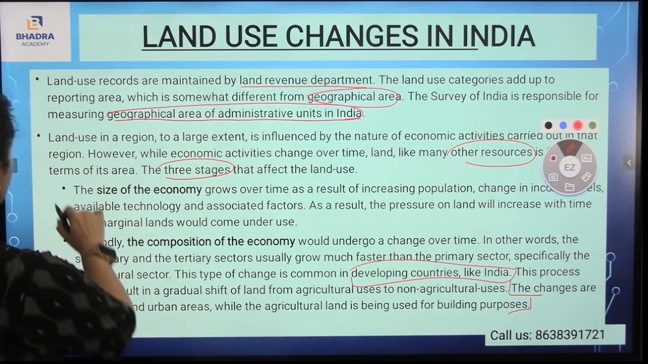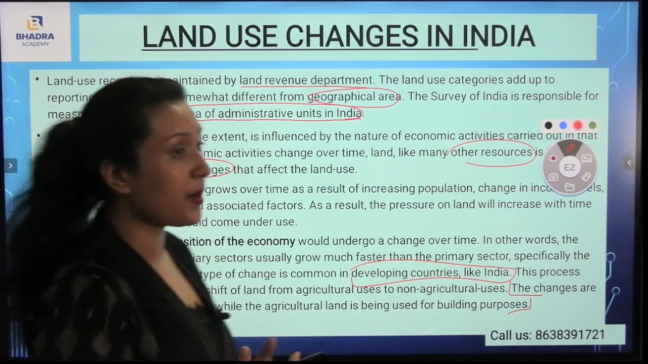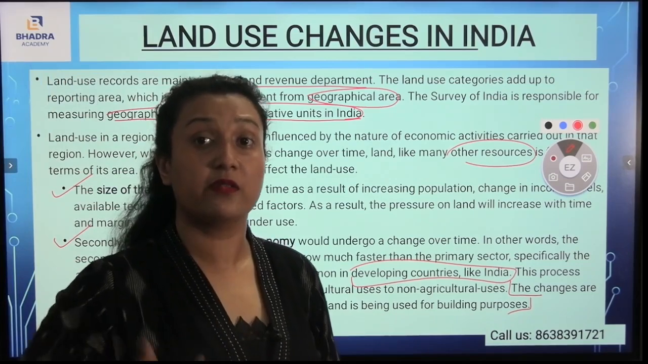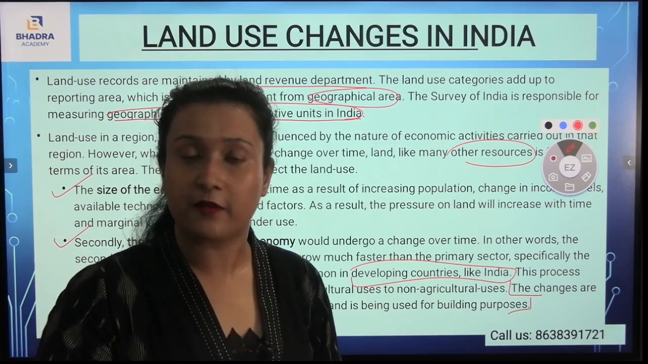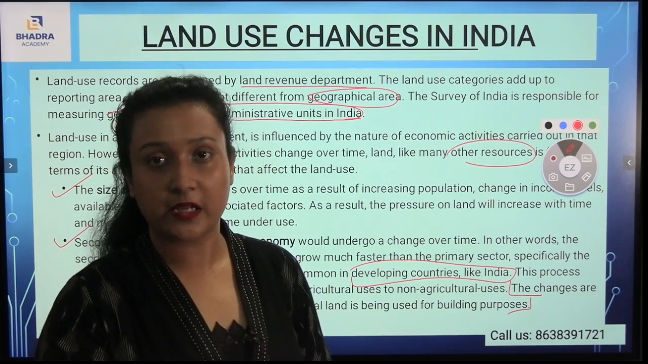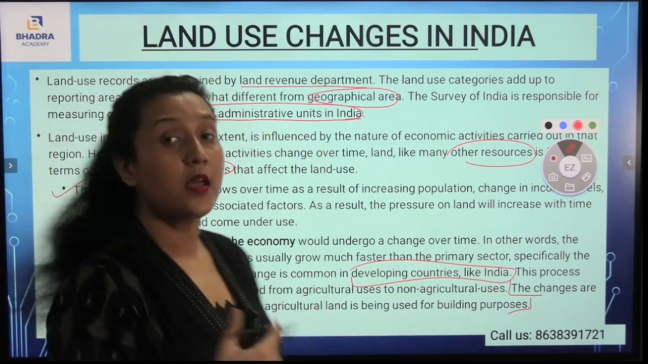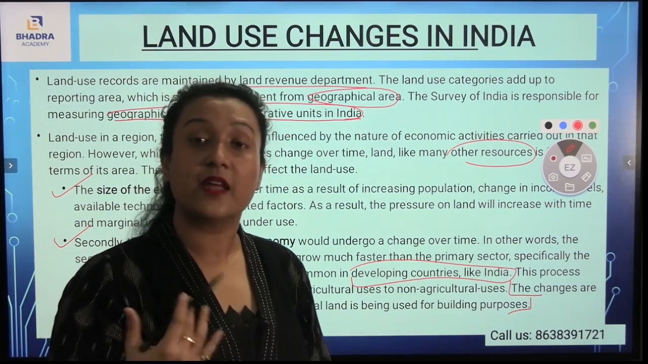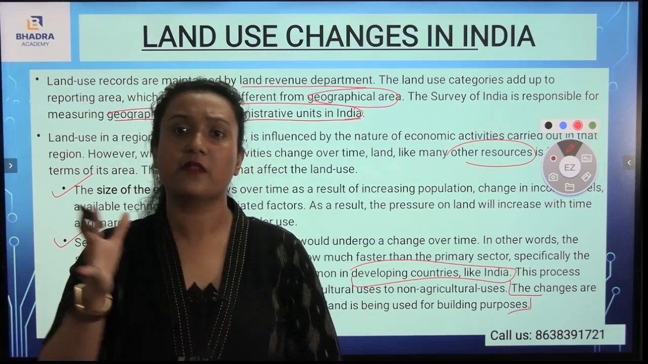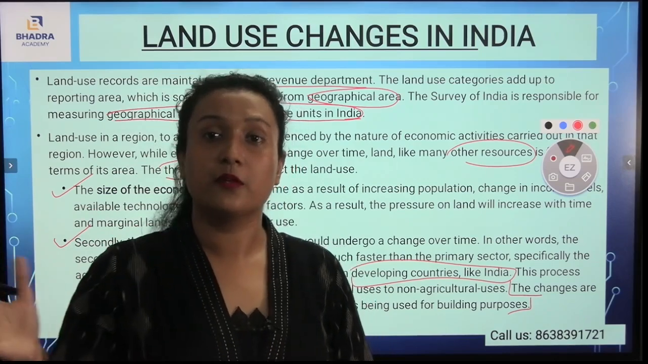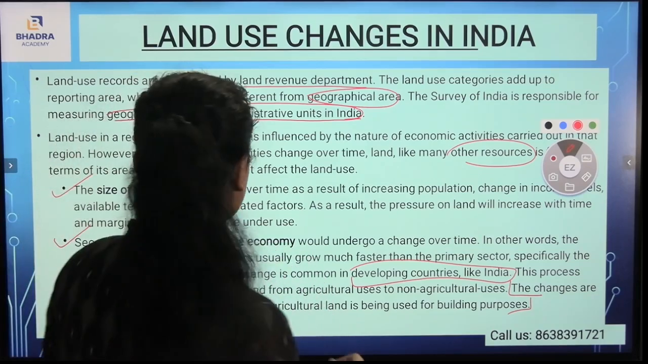So first we have understood the size of the economy, and second we have understood the composition of the economy. Under the composition of the economy come the developing countries: how they are changing, how rural areas are being converted into urban areas, and how land is shifting from agricultural to non-agricultural purposes. Why? Because there is advancement of the secondary and tertiary sectors in comparison to the primary sector. The primary sector is naturally common in rural areas, in comparison to the secondary and tertiary sectors, which are more common in urban areas. I hope you have understood this.